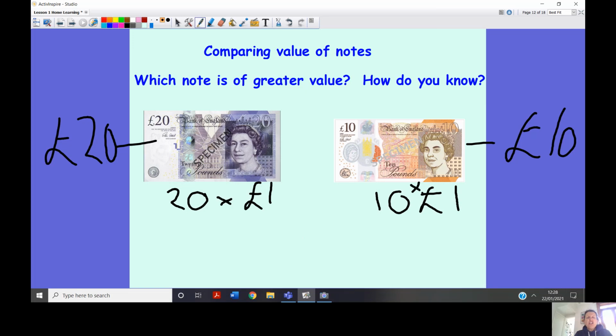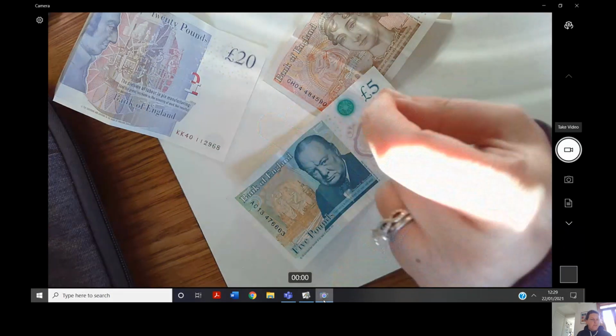£1. Why do you think we have notes as well as having coins? Why wouldn't you just carry around £20 coins? Have a think. Well, these coins are quite heavy actually. So imagine if you had 20 of them, they'd be quite heavy. Imagine you were lucky enough to have a couple of £20 notes.